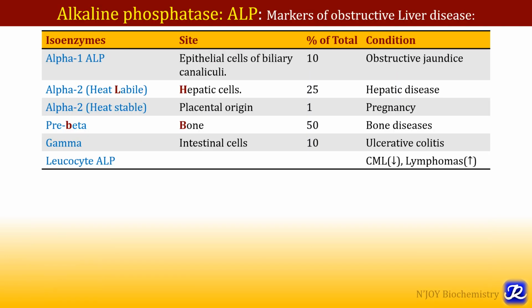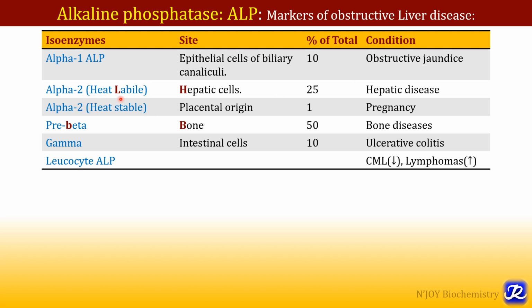Alkaline phosphatase, that is ALP, is the marker of obstructive liver disease or cholestasis. There are various isoenzymes of alkaline phosphatase: alpha-1 alkaline phosphatase, alpha-2 heat labile, alpha-2 heat stable, pre-beta, gamma, and leukocyte alkaline phosphatase. Alpha-1 alkaline phosphatase is present in the epithelial cells of biliary canaliculi, and that's why it is increased in obstructive jaundice. So in obstructive jaundice, there is increased alpha-1 isoenzyme of alkaline phosphatase.